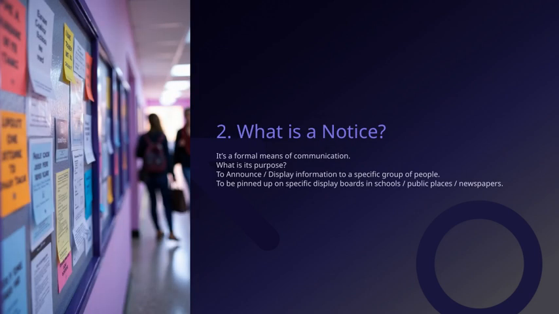Let's talk about what a notice actually is. Essentially, it's a formal way of communicating important information. Now, you might be wondering, what is its main purpose? Well, a notice is designed to announce or display information to a specific group of people. It's a way to ensure that the right audience receives the message clearly and officially. You'll often see notices pinned up on particular display boards in places like schools, public areas, or even in newspapers. These are strategic locations to make sure the information reaches the intended viewers effectively.